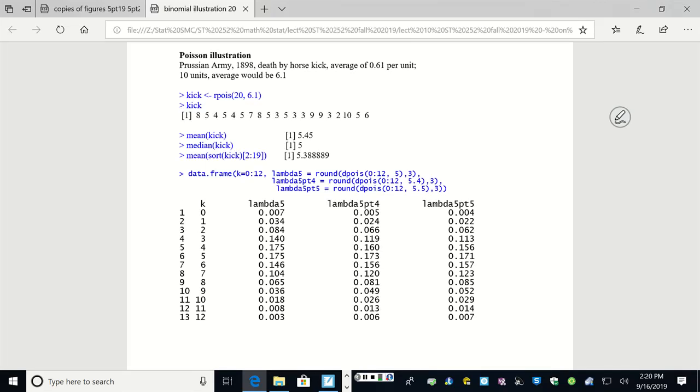Well, we could take the mean of these variables and we get 5.45. On the face of it, that looks like not too far away, a little bit lower in this random sample of 20. The median was 5, but the mean can be affected by outliers, so you could do a trimmed mean, where you take off the smallest and the biggest observation. This sorts the kick deaths from smallest to biggest, and then I drop, it's only the 2nd through the 19th. So it drops 2, and then it drops the biggest, 10.